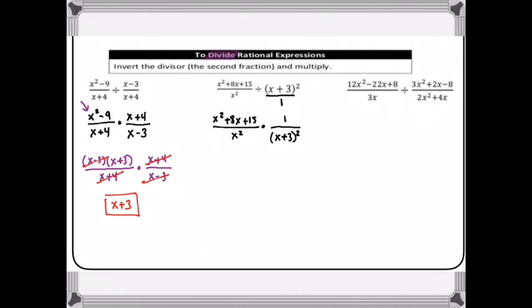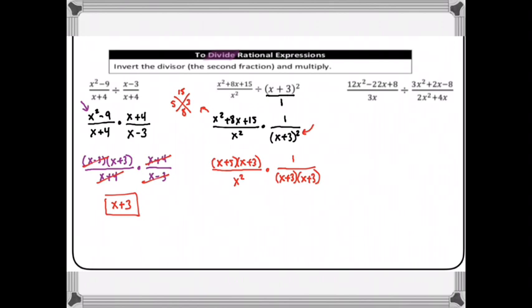Okay, so now we need to factor some things out. This one we need to factor, asking what two numbers multiply to 15 and add to 8: 5 and 3. So we end up with x plus 5 times x plus 3, all over x squared times 1. And when we have this squared like this, I like to envision it as x plus 3 times x plus 3. And now it's time to go ahead and cancel some things out.